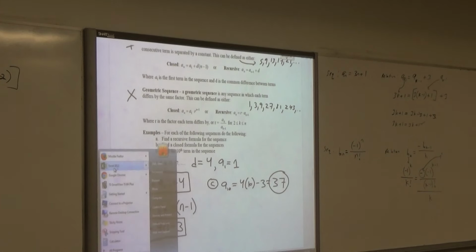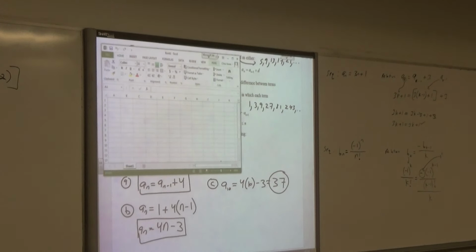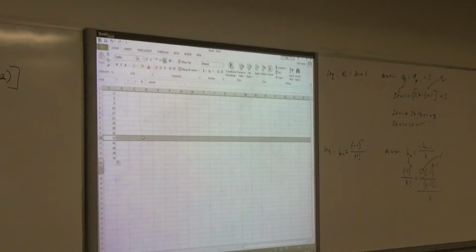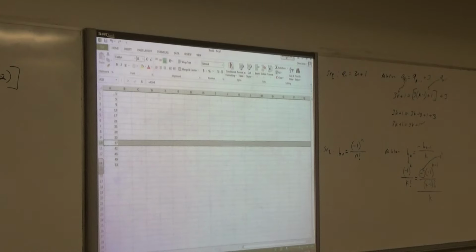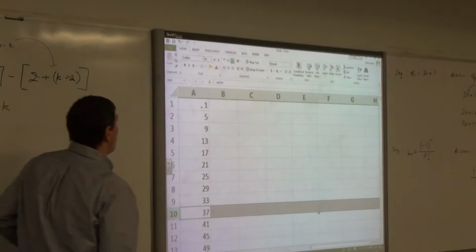Just to illustrate, we could use Excel and show that the 10th term of the sequence recursively is going to be 37. Let me show you guys. So this is 1, that's going to be equal to a sub 1 plus, what was it, 4, I think? And then we can just keep dragging it. You'll notice that the 10th term is 37. So you could do it recursively. Let me make this a little bit bigger so you guys can see it.